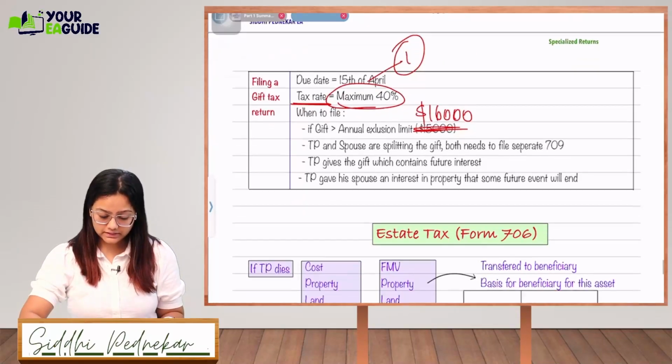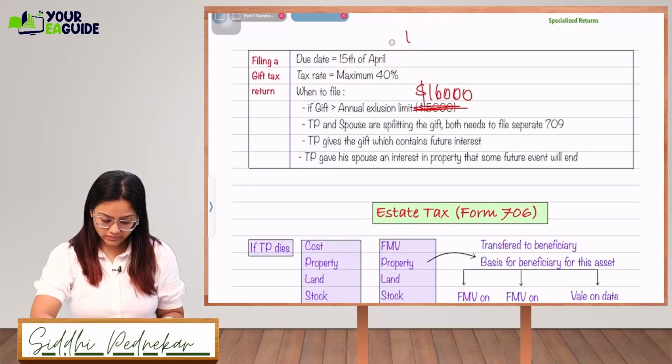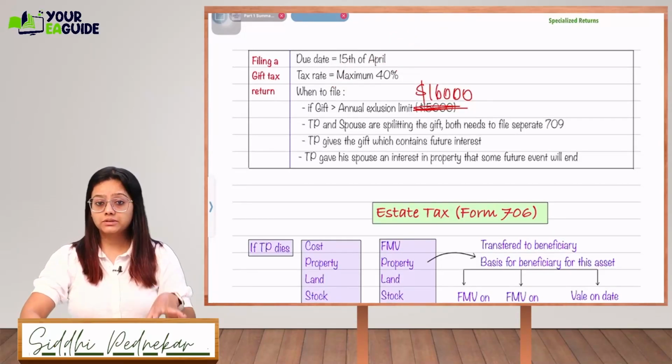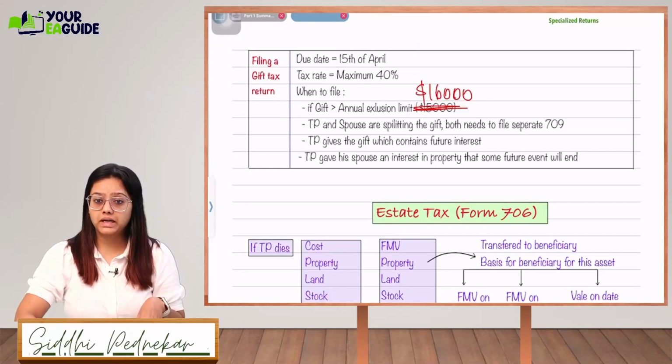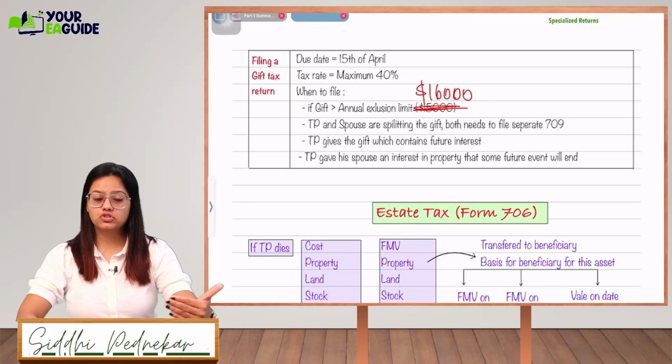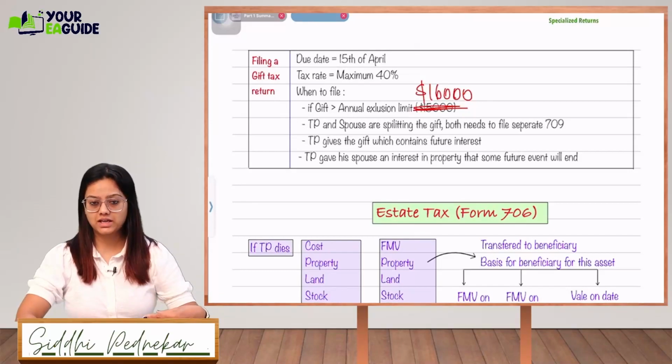Okay, next one is where the taxpayer gives his spouse an interest in property that some future event will end. Interest in property is given and in the future that gift will be revoked, I can say. Then also you will have to file the gift tax return.